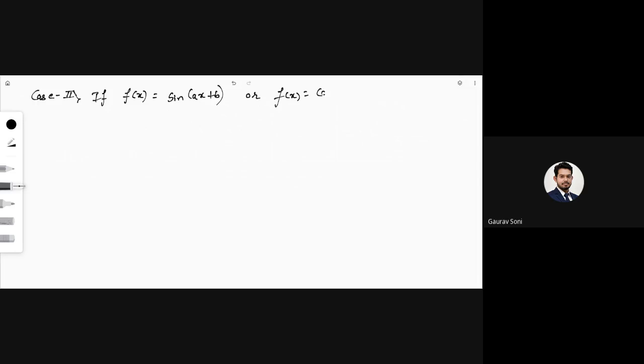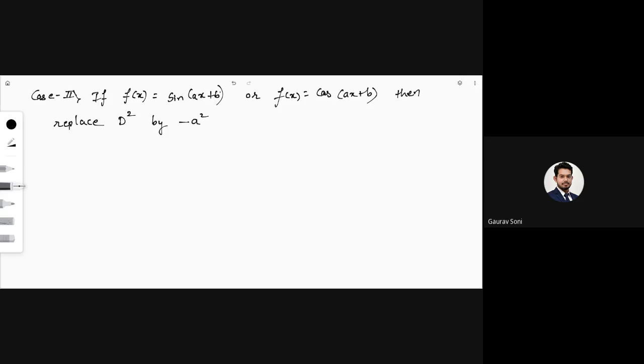So case number 2. Case 2 is that if f of x is equal to sine of ax plus b, or f of x is equal to cos of ax plus b, then replace d square by minus of a square.